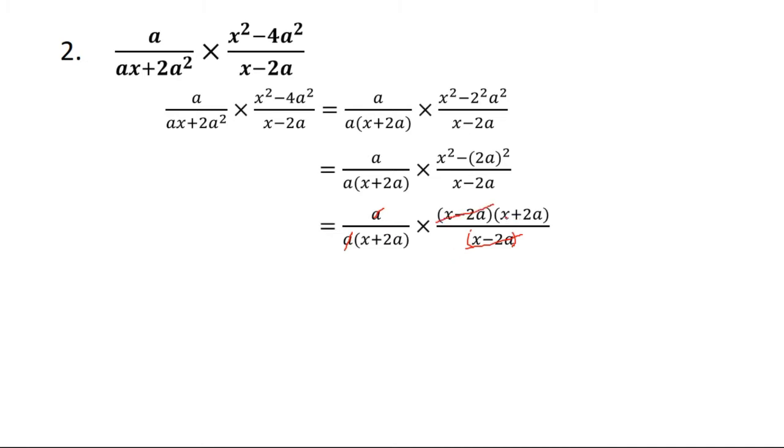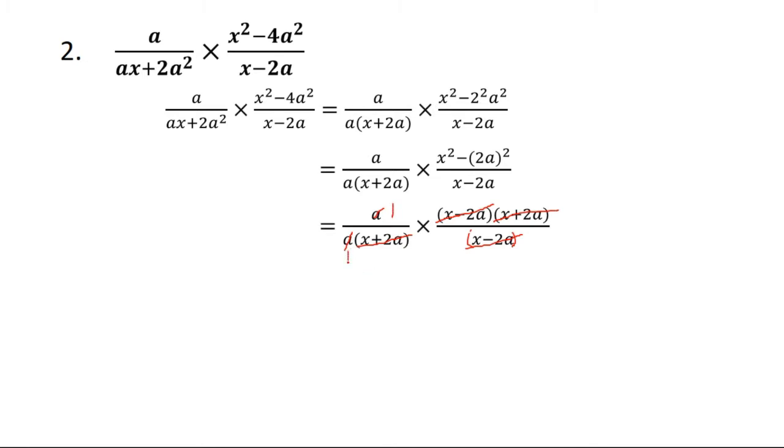Now when we come here, we also know that we have s plus 2a here, and we have another s plus 2a here. So s plus 2a on the numerator can cancel s plus 2a on the denominator. So you see everything is cancelled out. So this one cancels itself. You are going to get 1.